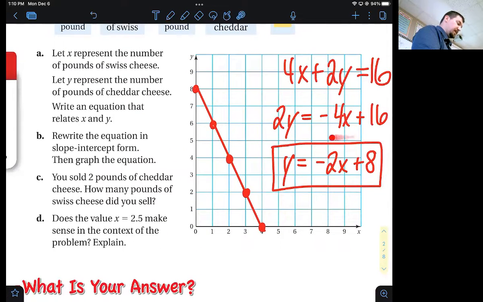This one right here, we're used to this. This is called standard form. And the difference is that standard form is not solved for y. It's got x, it's got y. It's actually solved for the constant 16.